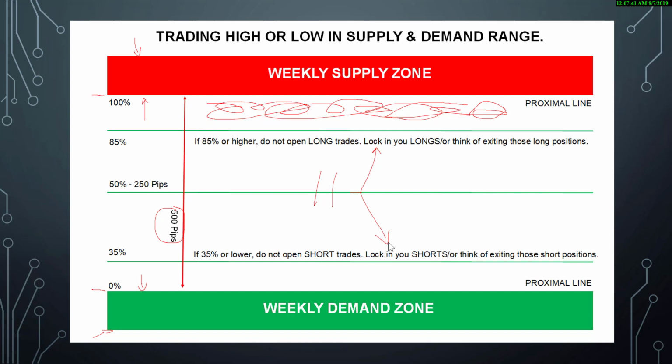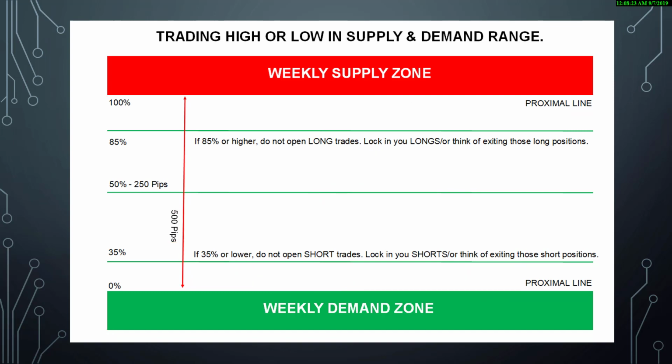And on the other hand, if price is 35% or lower to the demand proximal line, right? That means we are talking of this area here. I do not open any short positions. I look to lock in my shorts and think of exiting those positions, right? So I'll be looking for demand zones on lower time frames for me to start looking for long positions, right?